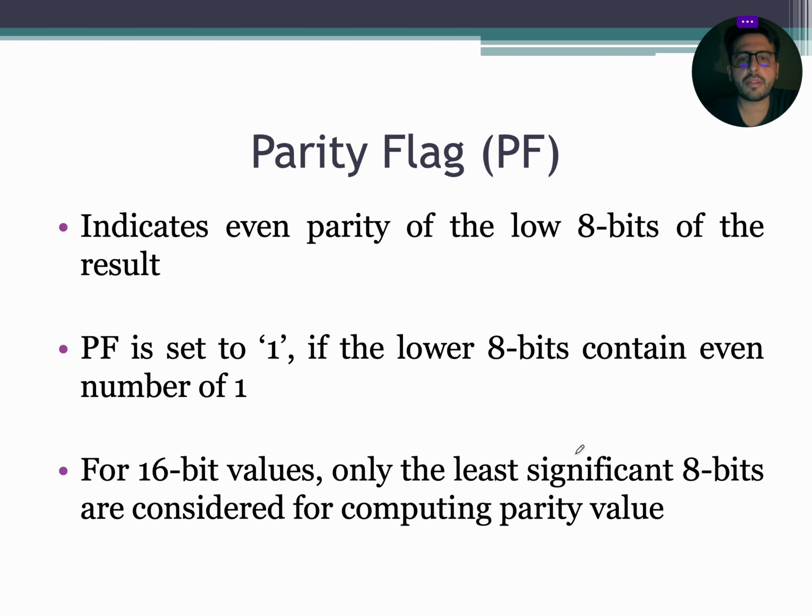Now let's discuss the parity flag. The parity flag indicates even parity of the low 8 bits of the result. The parity flag is set to 1 if the lower 8 bits contain an even number of ones. Else the parity flag will be 0. For 16-bit values, just like the auxiliary flag, only the least significant 8 bits are considered for computing the parity value. For better understanding, let's consider the following few examples.